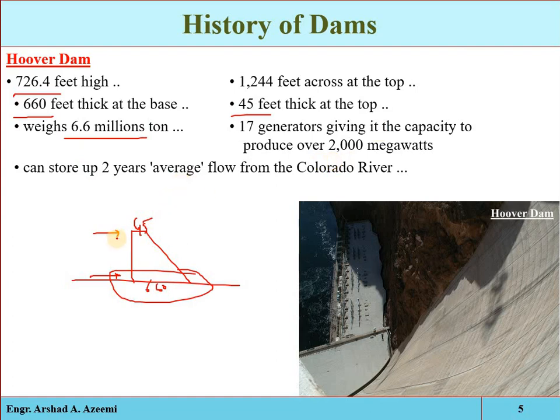And remember, the storage capacity of this dam is such that it can store the 2-year average flow of the Colorado River. I mean, the average flow of water coming into the Colorado River over 2 years can be stored in this dam. So again, this is one of the dams which were constructed after the development of Portland cement.